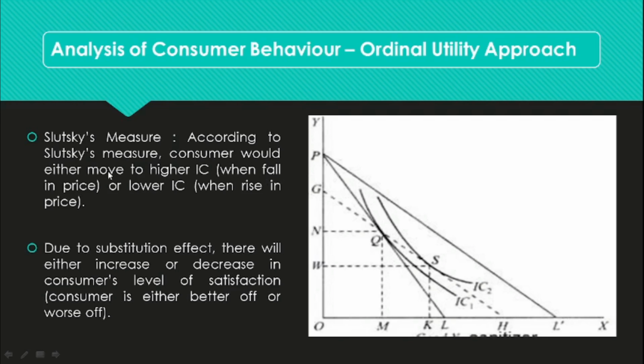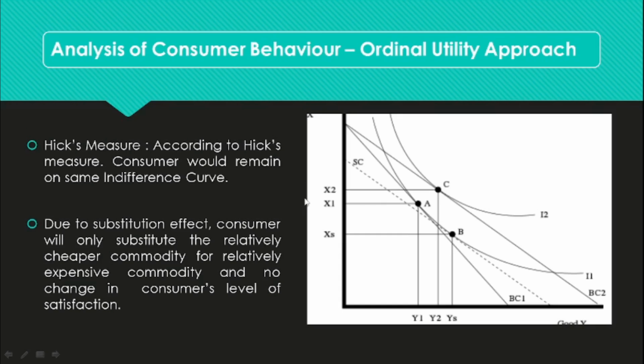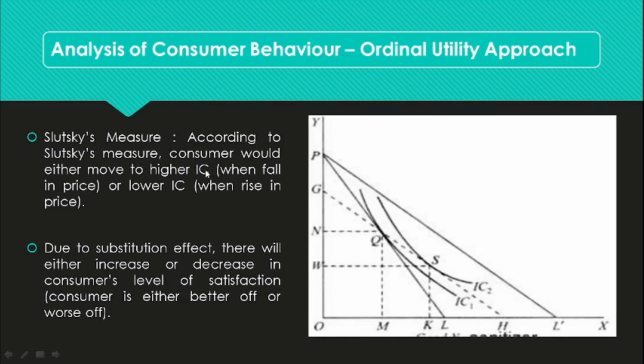These two approaches are given, one by the economist Slutsky, and it is called Slutsky's measure, and another is given by Hicks, and it is called Hicks measure. We will discuss these two measures one by one. So what happens in case of the Slutsky's measure?